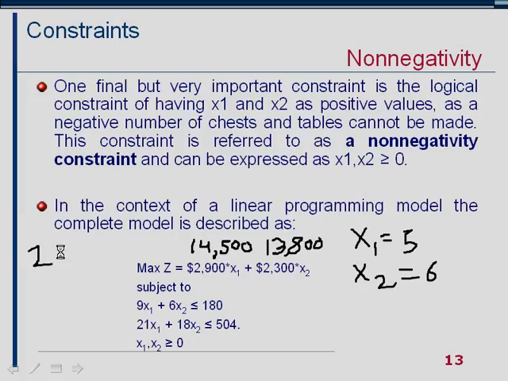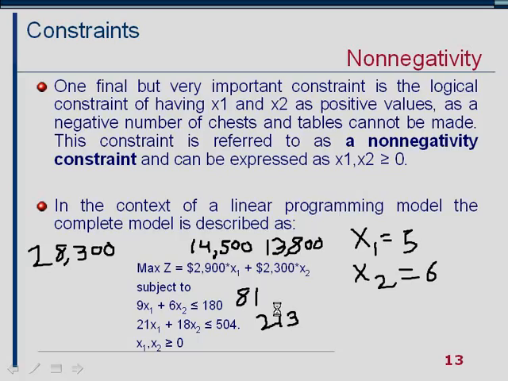Okay, so this is a feasible solution, but is it the best feasible solution? Well, I don't know if it's feasible yet. Let me actually take a look. 9 times 5 plus 6 times 6 is 81, so yes, we don't use all of the man hours, and 21 times 5 plus 18 times 6 is 213. So we didn't use all of our resources. So this would be a feasible solution.